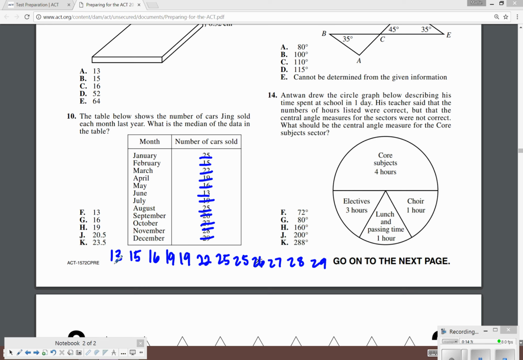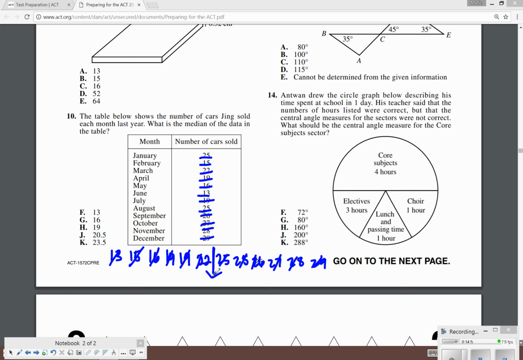The middle, I'm going to work my way in. Probably the easiest way is to go one at a time from each side. So I'm actually going to go 2 from the left and 2 from the right, 2 from the left and 2 from the right, 2 from the left and 2 from the right, and notice that I've marked everything off, which means my number is actually halfway between 22 and 25.